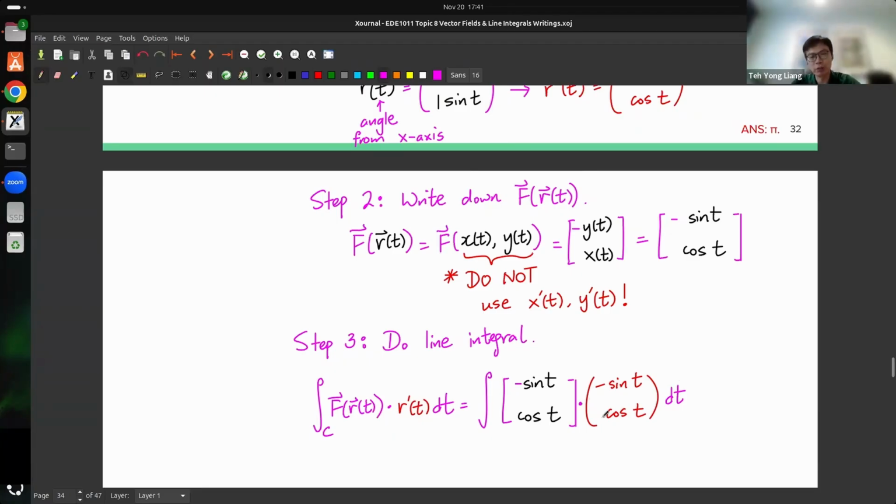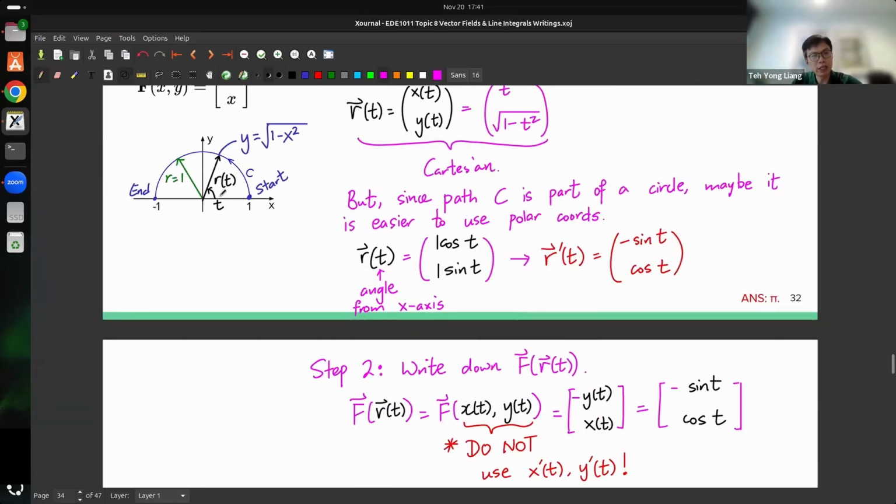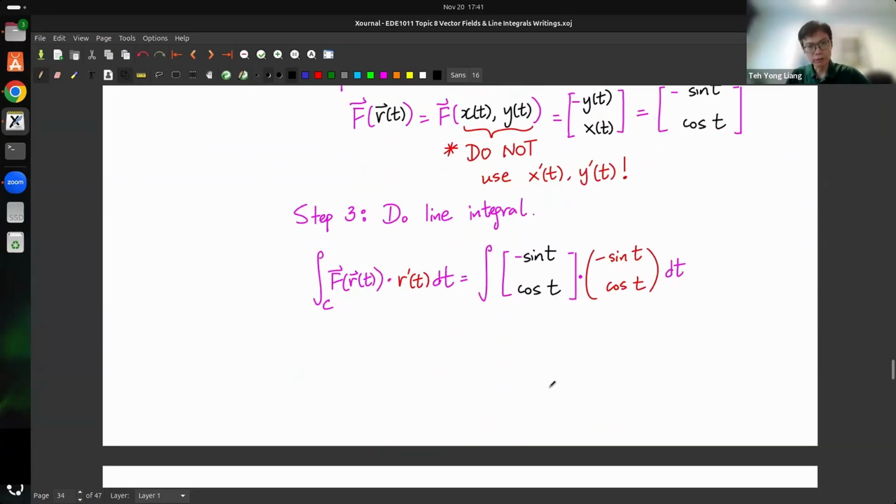Then we have to ask the logical question. You want to integrate from t equals what to t equals what, right? Because this t is the angle, that means at the start point, t must be 0. Because it's the start point, t equals 0. Then what about at the end point? t equals pi, since t is the angle. Understand? So therefore, this is t equals 0 to t equals pi.